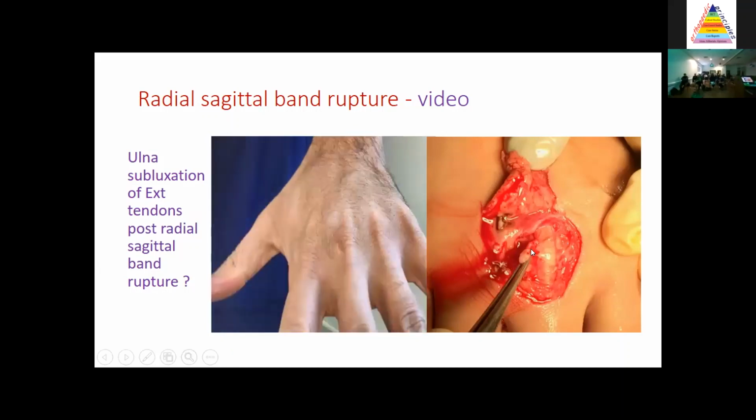And see on table, this is how it looks, sagittal band. And you have to repair it. The idea was to show you how clinically it looks, and you open it, that's your tendon obviously there, and then you repair it or reinforce it or tighten it. Yes? Make sense?